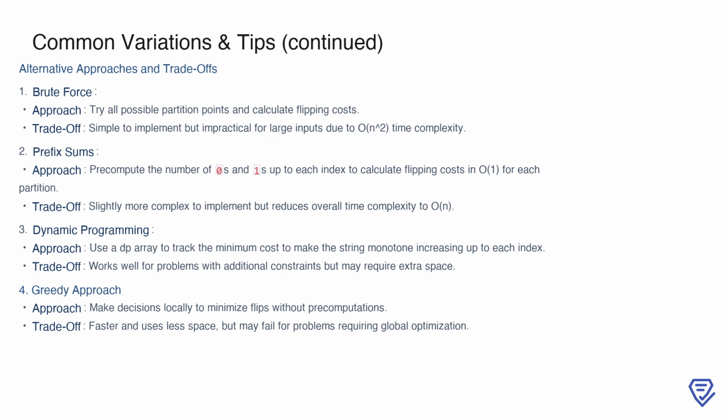Another option is dynamic programming, where you use a DP array to track the minimum cost to make the string monotone increasing up to each index. This works well for problems with additional constraints but may require extra space. Finally, there's the greedy approach, which involves making decisions locally to minimize flips without pre-computations. While it's faster and uses less space, it may fail in scenarios that require a global optimization strategy. Carefully consider the trade-offs of each approach to select the one best suited for the problem's constraints and size.